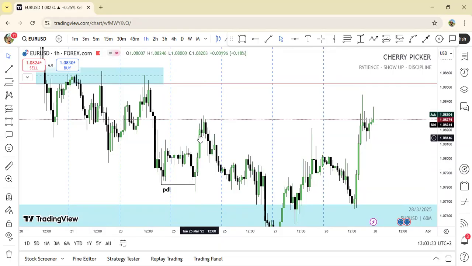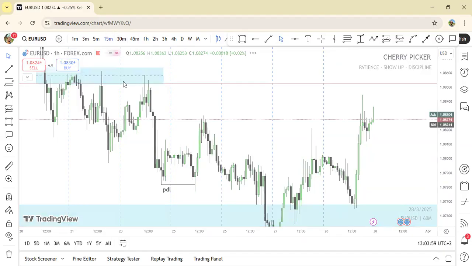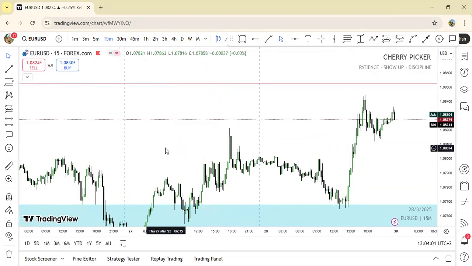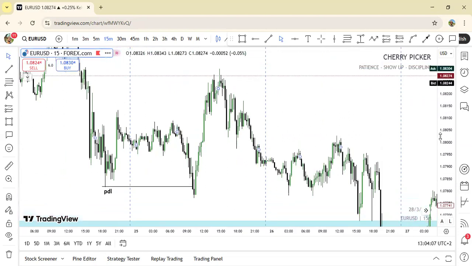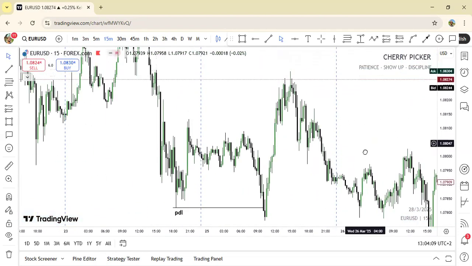Did you have a setup here on H1? Can't see it, right? Maybe go to M15, which is my lowest time frame, the daily, H1, M15 time frame relationship. Or you can go to M5, for those who use M5. Let's go to M15 and see what happened there.